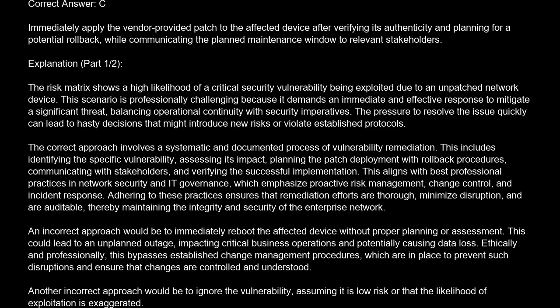The correct answer is C. Immediately apply the vendor-provided patch to the affected device after verifying its authenticity and planning for a potential rollback, while communicating the planned maintenance window to relevant stakeholders.